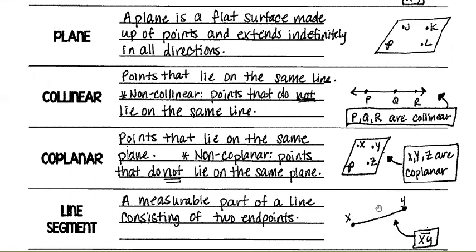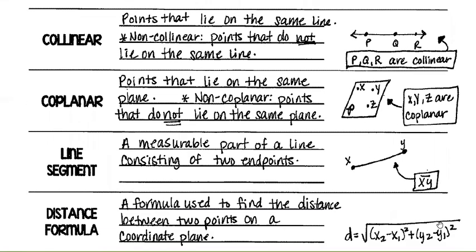Okay. Line segment. A measured part of a line consisting of 2 endpoints. So if you think about it, a piece of string, it has a beginning and it has an end. So this is a line segment. It has 2 definite endpoints, point X, point Y. This is how you write line segment XY. Okay. All right, let's continue.